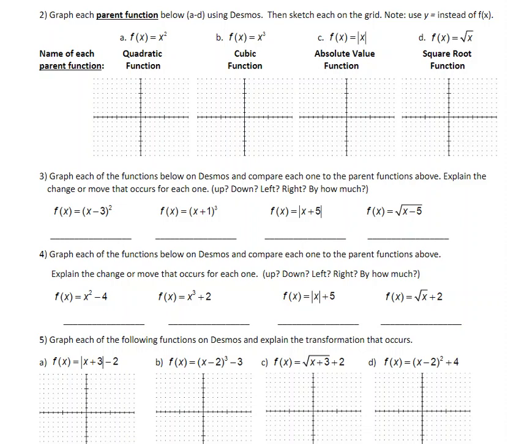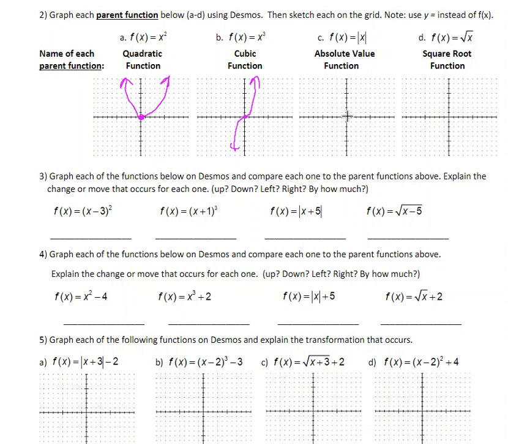The quadratic function is a parabola. Let me try to make that look better. The vertex here is at 0, 0. Sorry, you guys, it's not exactly like that, but that's the general shape. A cubic has that point of inflection at 0, 0. It rises to the right and kind of falls to the left.